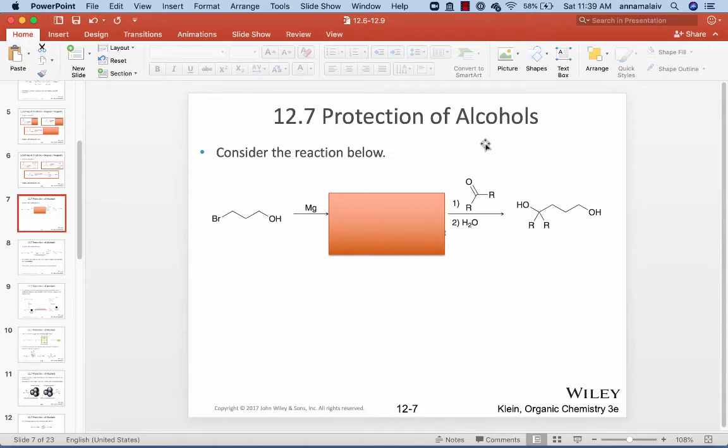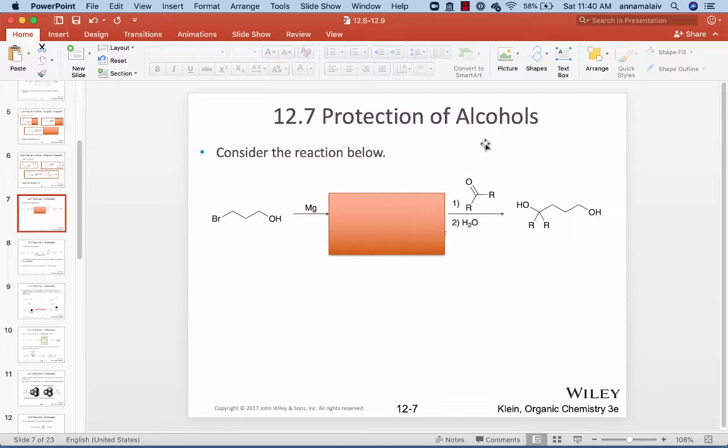All right, so welcome back. We are going to continue talking about reactions of how we can make alcohols. One of the things to keep in mind is that as you start trying to make more complex molecules, one of the things that comes up is that you have to really think about the reactivity of other parts of the molecule when you're trying to use it.